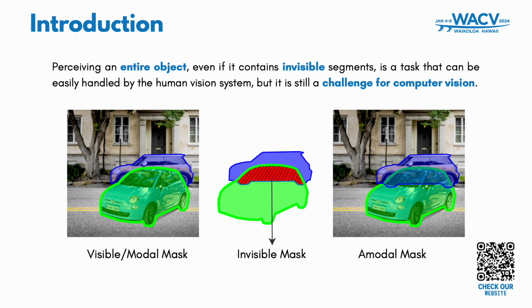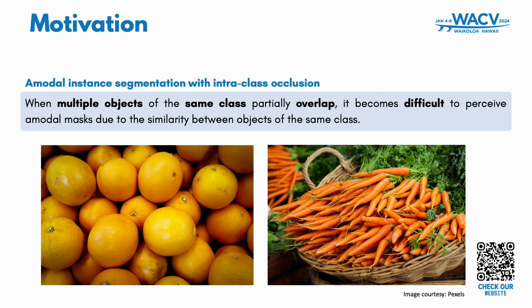With the aim to mimic human amodal perception, amodal instance segmentation extends the traditional instance segmentation by additionally segmenting the occluded region of each instance. While considerable progress has been made in perceiving visible regions for computer vision, amodal instance segmentation has received limited attention. We tackle a problem not addressed by the previous works, namely amodal instance segmentation with heavy intra-class occlusion.